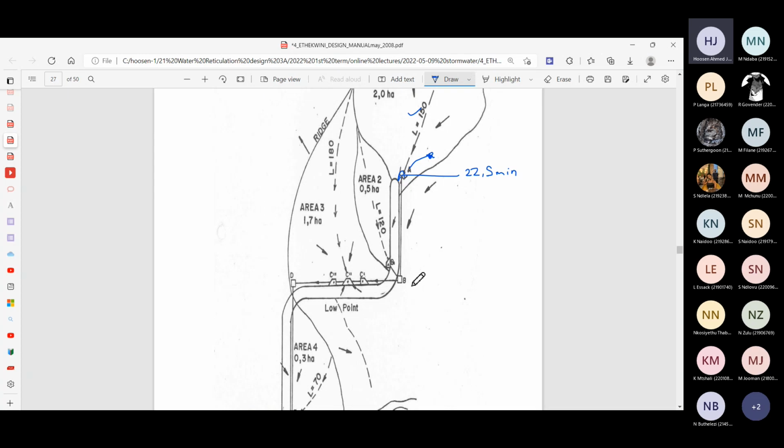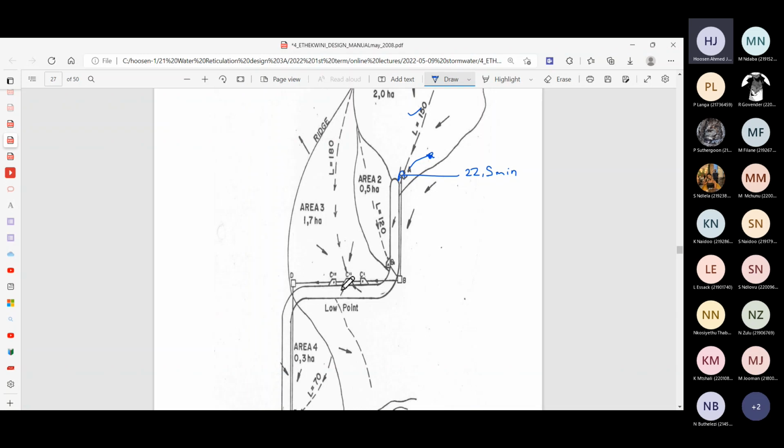So the concentration time at B is not 22.5 minutes. If you know the velocity and you know the length, you can work out the time it takes for the water to flow from A to B. And that will give you the concentration time at point B. If point B is your area of consideration, then you need the concentration time at point B, because to design the pipeline from B to C1 or from B to C2, you need that concentration time.